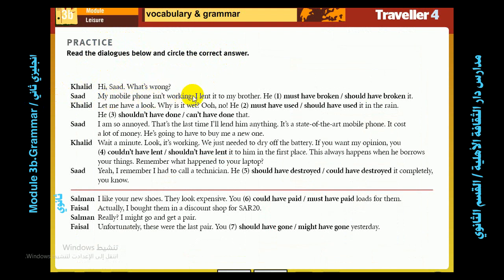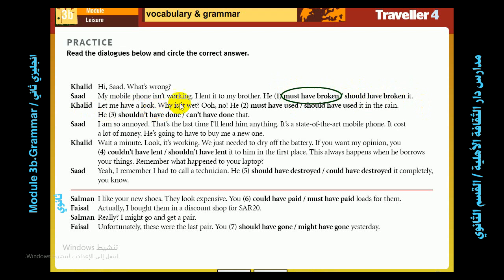My mobile phone isn't working. I lent it to my brother. He must have broken it. He must have broken it, so it is not working now. So I'm giving a positive deduction about the past.